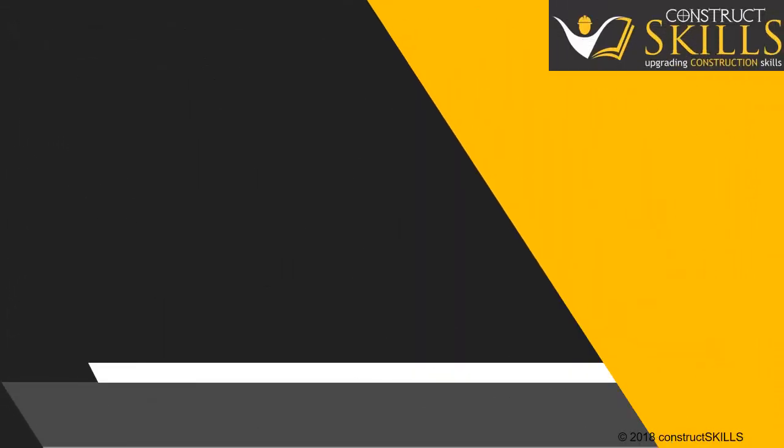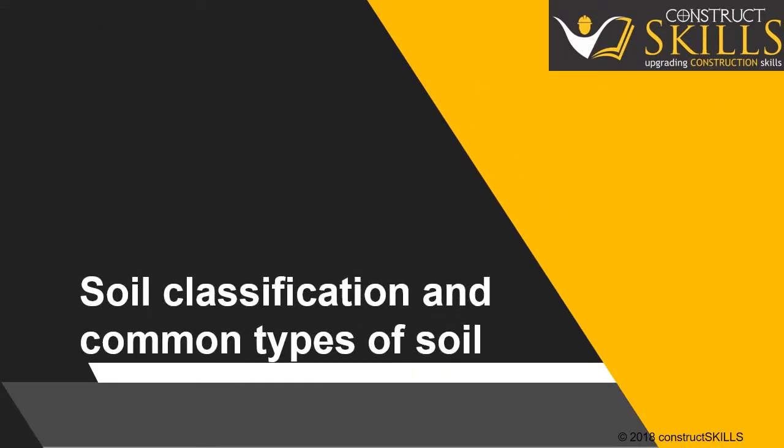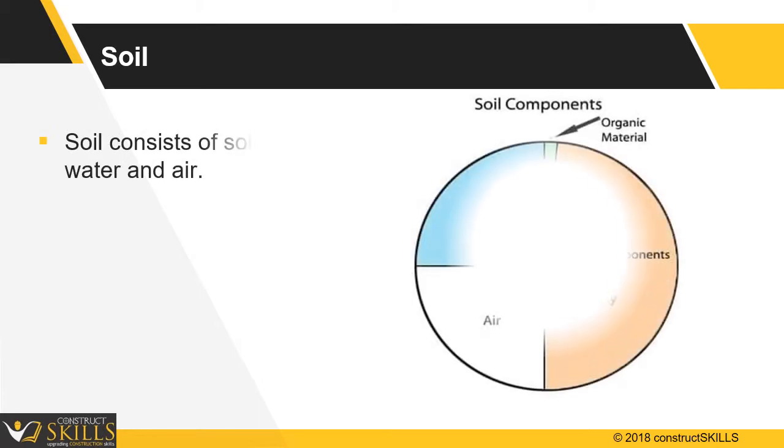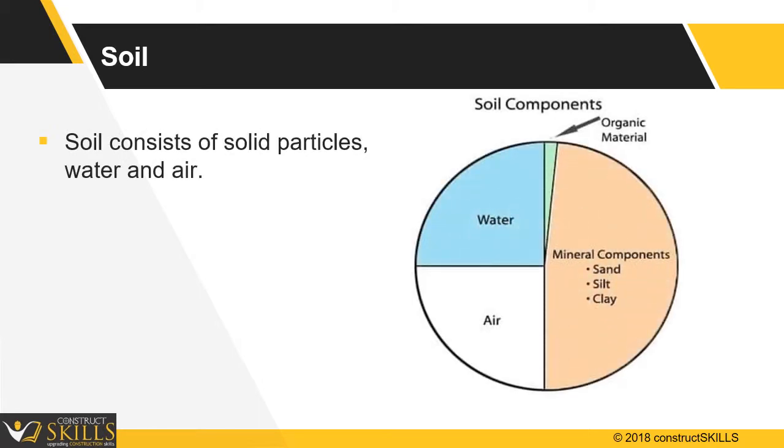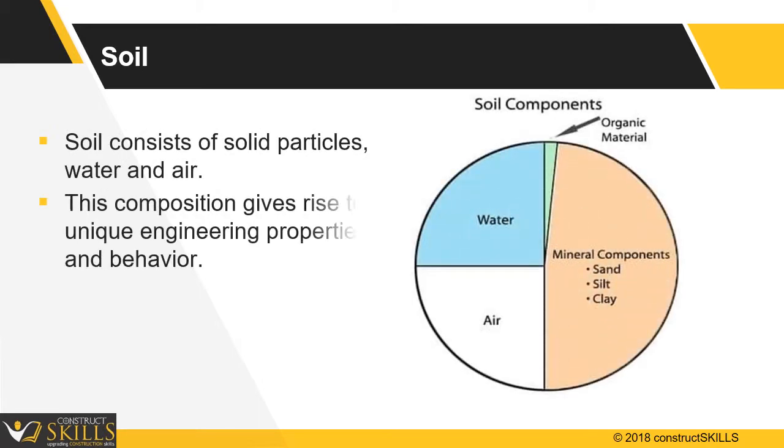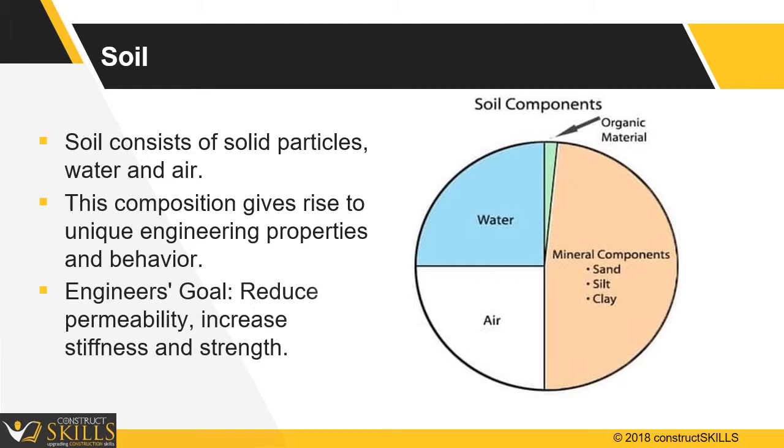In this course we will learn about classification of soil and common types of soil. Soil consists of solid particles, water and air. This composition gives rise to unique engineering properties and behavior. An engineer's goal is to reduce permeability, increase stiffness and strength.